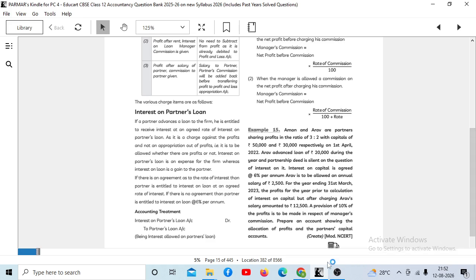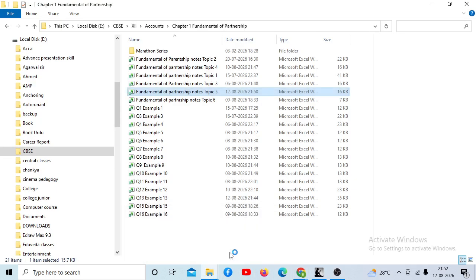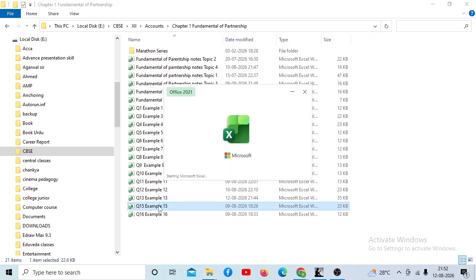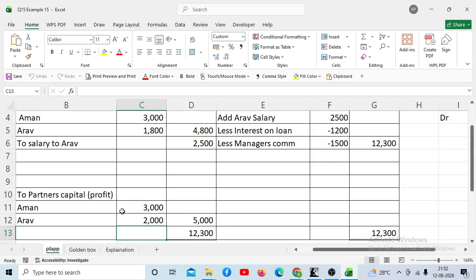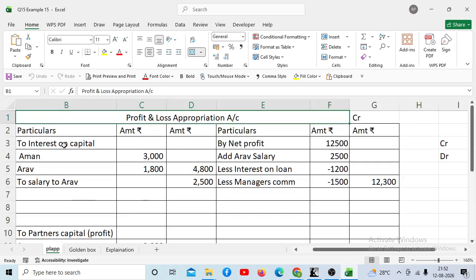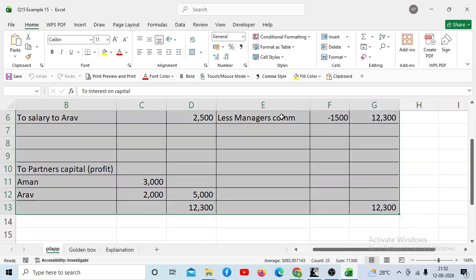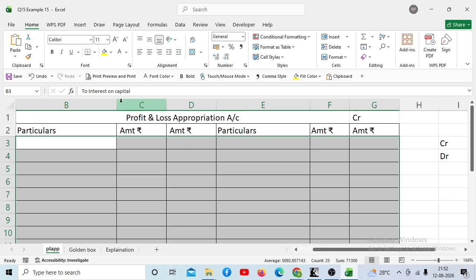So two accounts we are supposed to prepare. One is the appropriation account, I think. Yes, they are asking only for one account, that is the profit and loss appropriation account. So just draw this account, and after drawing the account please also prepare the golden box and tell me once you are ready.